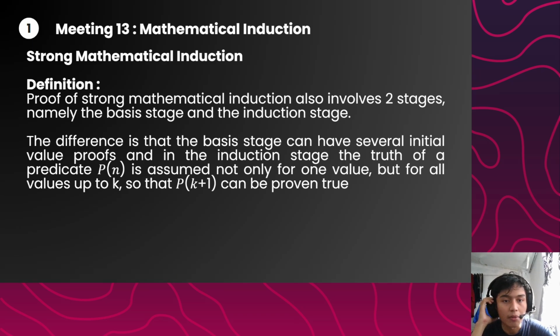Then we have the second type of mathematical induction, which is strong mathematical induction. The proof of strong mathematical induction also involves two stages, namely the basis stage and the induction stage, like the regular mathematical induction. The difference is that the basis stage can have several initial value proofs, and in the induction stage, the truth of a predicate Pn is assumed not only for one value, but for all values up to k, so that Pk plus 1 can be proven true.